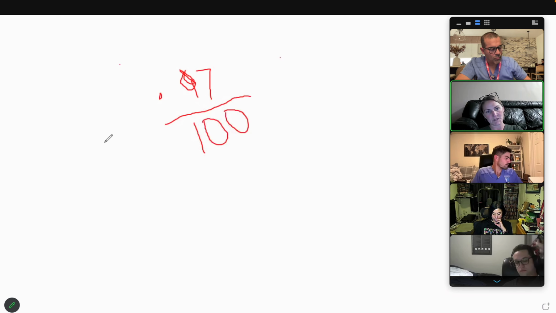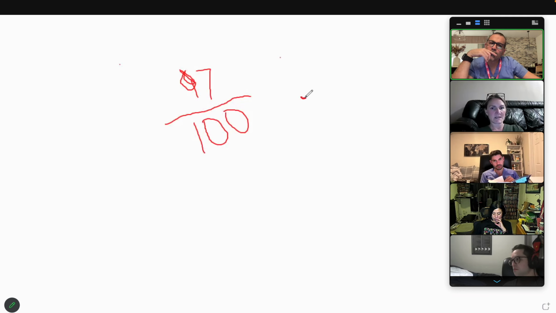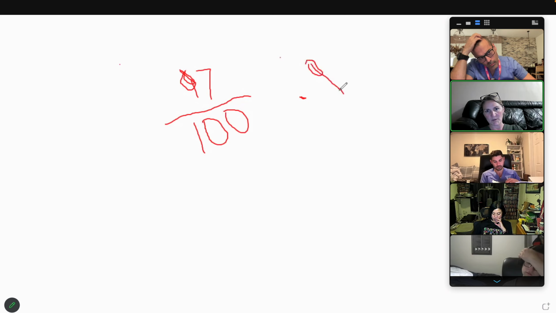I'm sorry, that's not supposed to be a point. That's supposed to be a 97. Then 97 divided by 100 is 0.97. 0.97 would be your tray factor or your wedge factor. So just remember with and without. With the wedge, without the wedge. With the tray, without the tray.